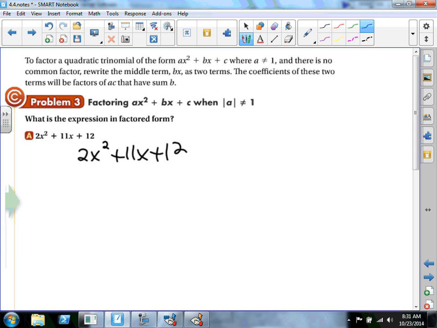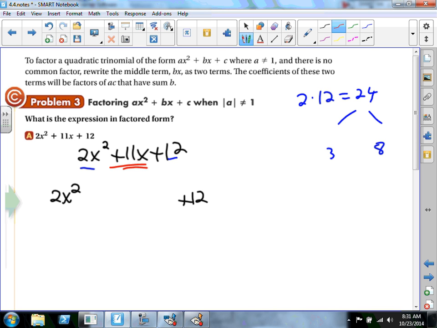What I'm going to do is look at this first term and this last term, just the coefficients. I'm going to multiply 2 times 12 and I get 24. And I'm going to break 24 down into its factors, which are 3 and 8, the ones I want. This is kind of weird the way I do this. I'm going to rewrite this as 2x squared plus 12, but instead of writing 11x, I'm going to write plus 3x plus 8x. There's a technique called factoring by grouping that we haven't seen yet, and again, we'll go over this more tomorrow.